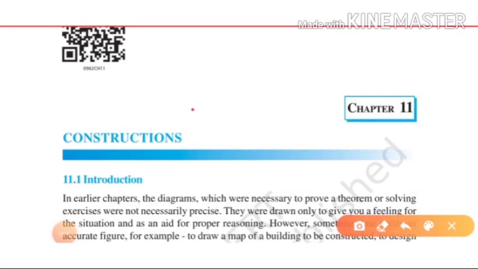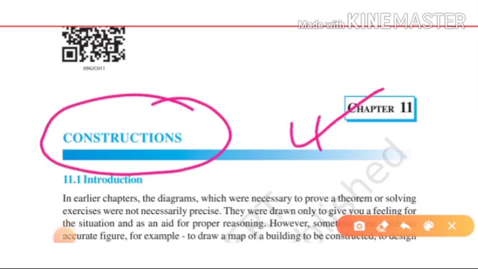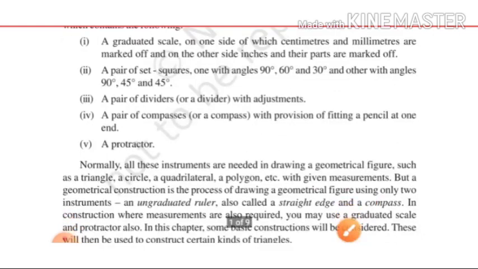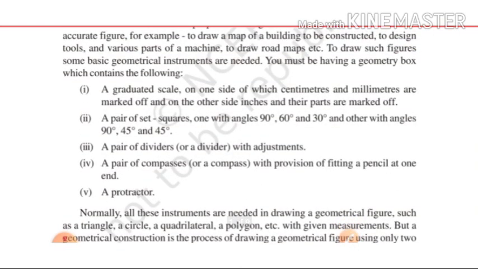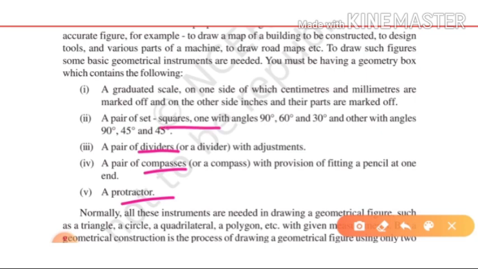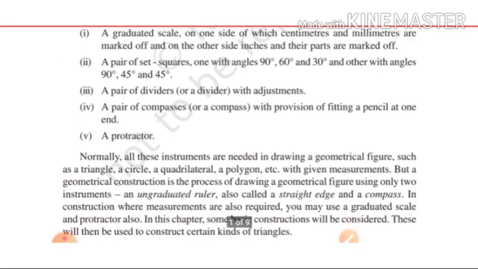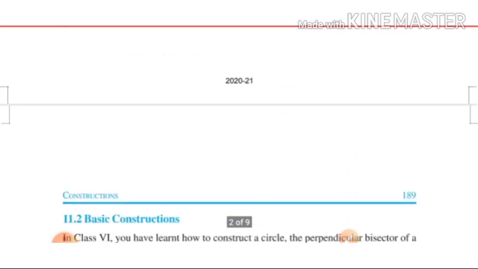Hello students, welcome back. Today in this video we are going to learn about this chapter, construction, chapter 11. Now we know for construction we need a compass, protractor, divider, set squares, and rulers. These are all the things which will be required, and even a pencil to construct any given figures.